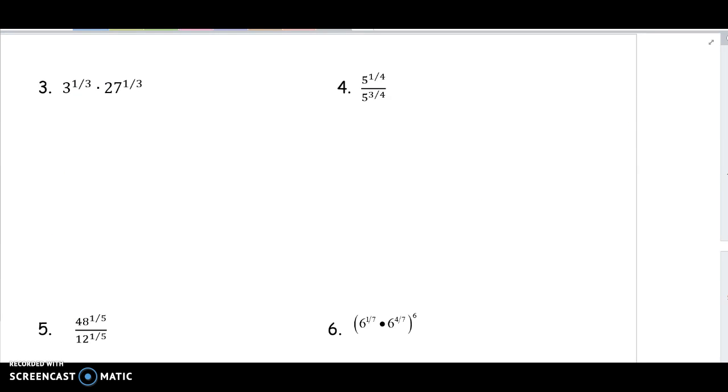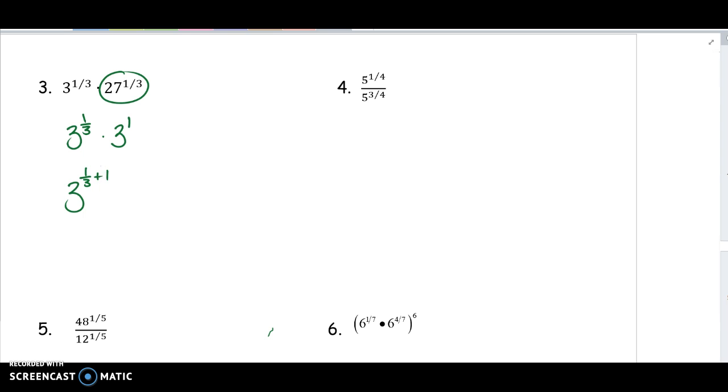This one, do you notice that they're not the same base? So we can't add the exponents because it's not the same base. When you see that happen, the first thing that you should try is, can either piece of this be simplified? So can we do the third root of 3? No. Can we do the third root of 27? Yes. The third root of 27 is 3. And a plain 3 is 3 to the first. So we have 3 to the 1/3 times 3 to the first. Now we have the same base, so now we can add those exponents together.